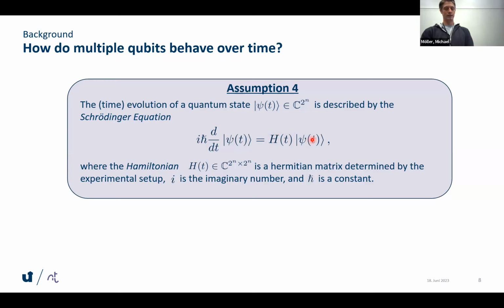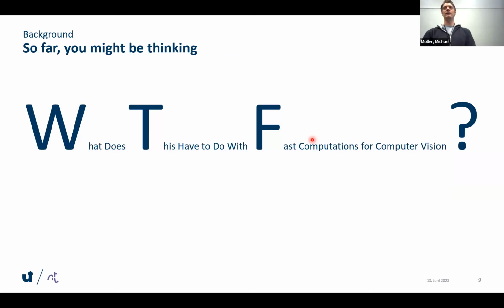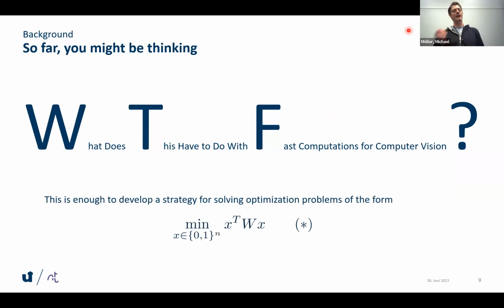All right. And at this point, you might be thinking, what does this have to do with fast computations for computer vision? And the reason is this is enough to develop a strategy for solving optimization problems of this form, being called quadratic unconstrained binary optimization problems, or QUBOs. So you can minimize over binary x transpose W x just based on these four assumptions.